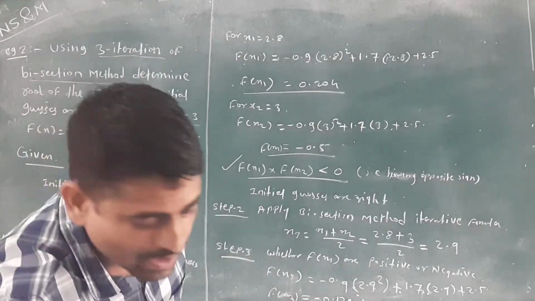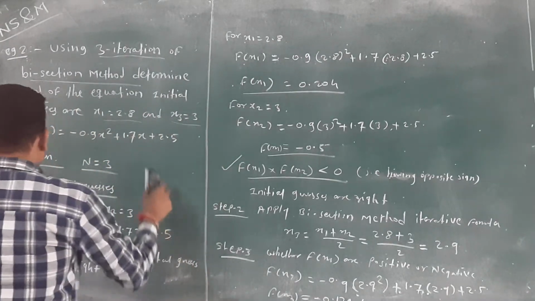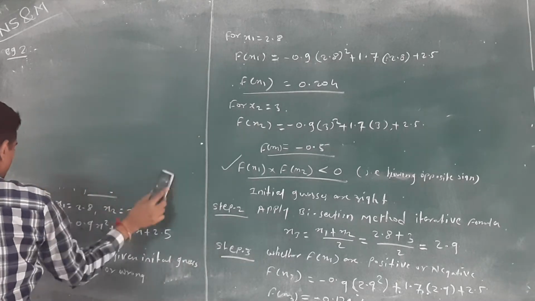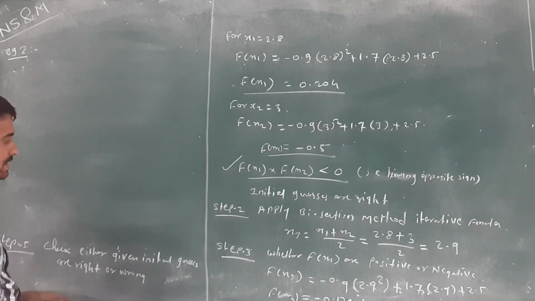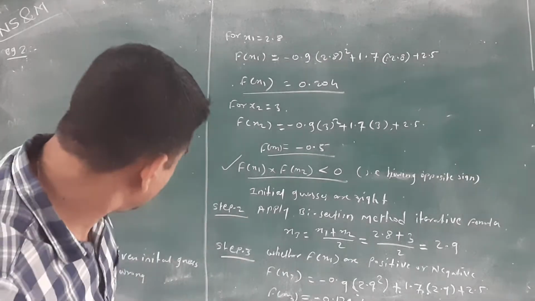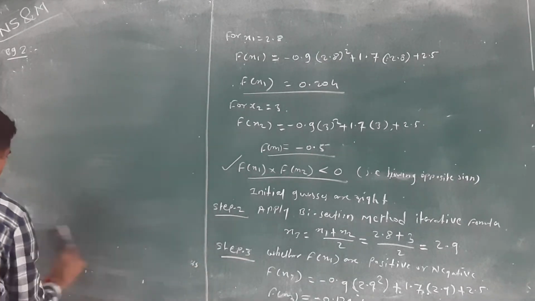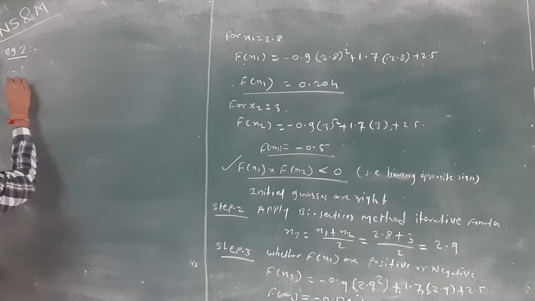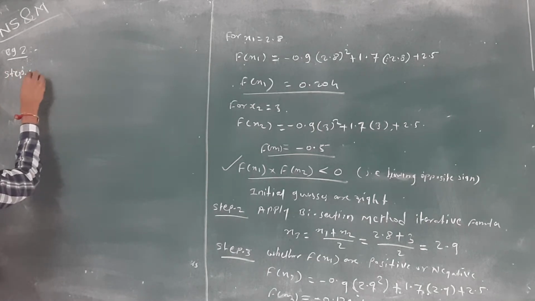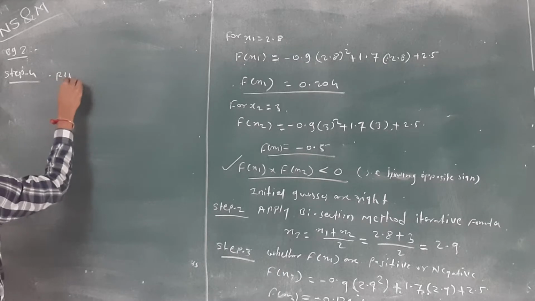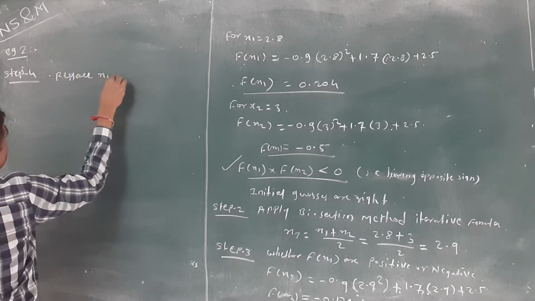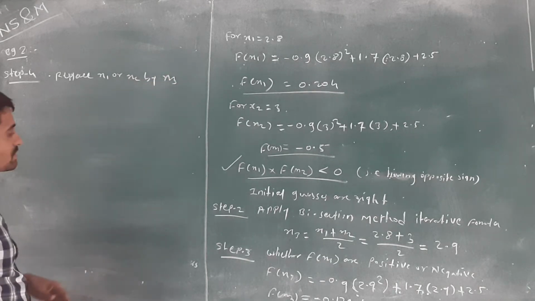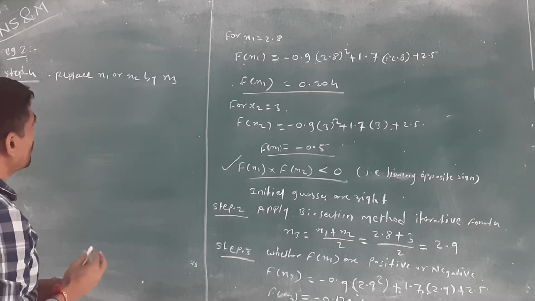Step number 3? Yes. The next one we will solve here, step number 4. What is the step number 4? Yes, you have to replace x1 or x2 by x3. Right? Replace x1 or x2 by x3.